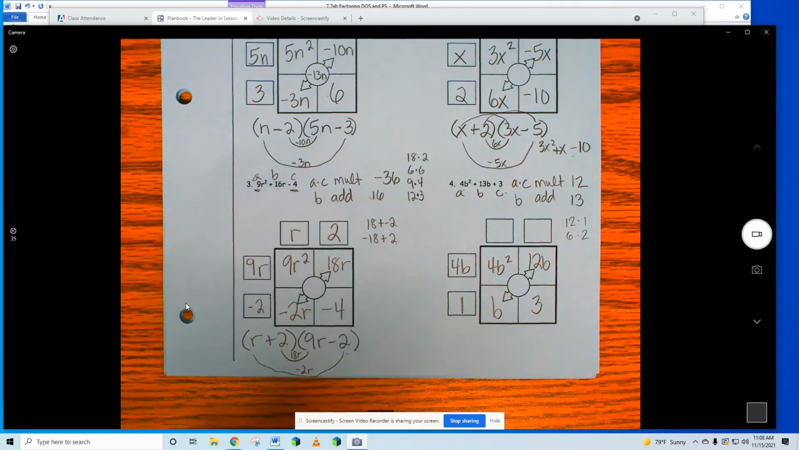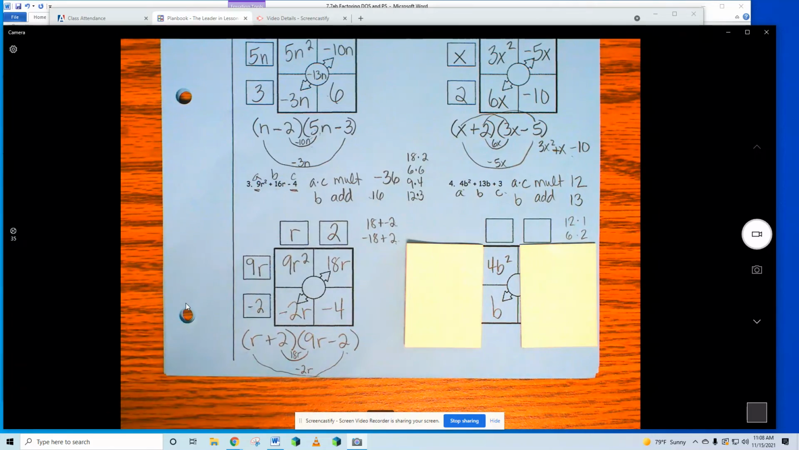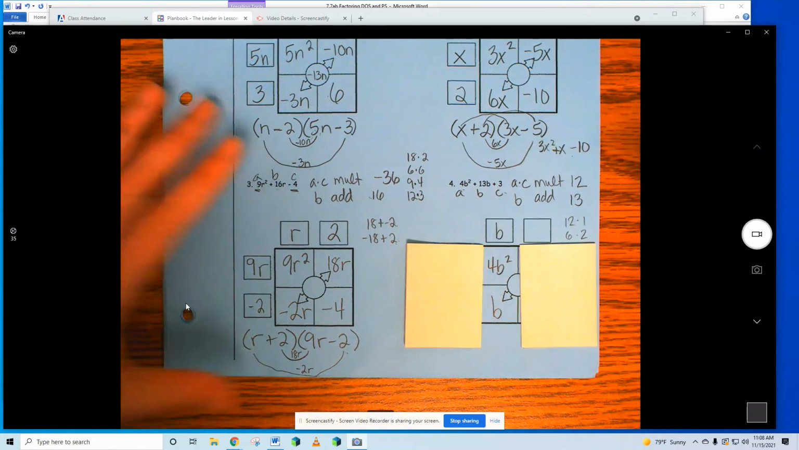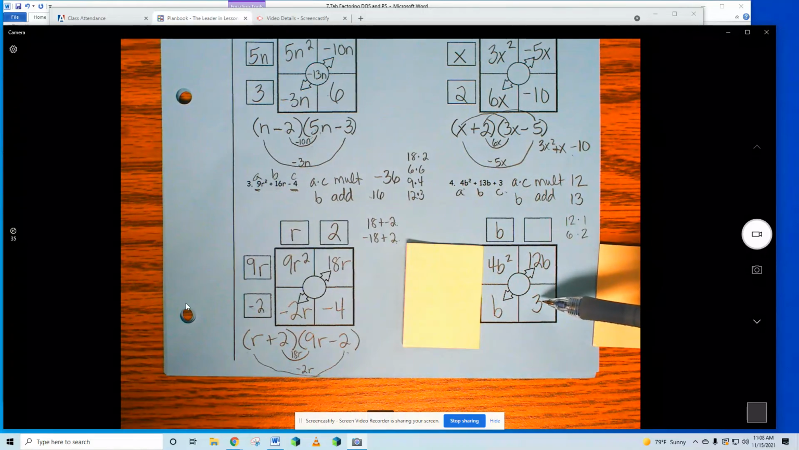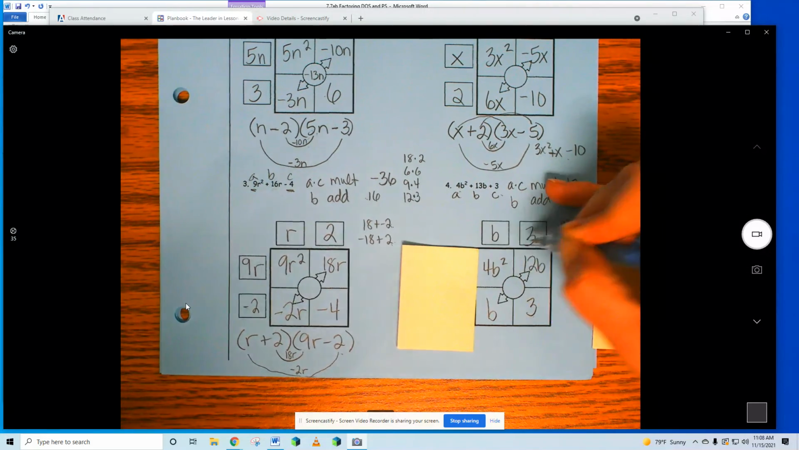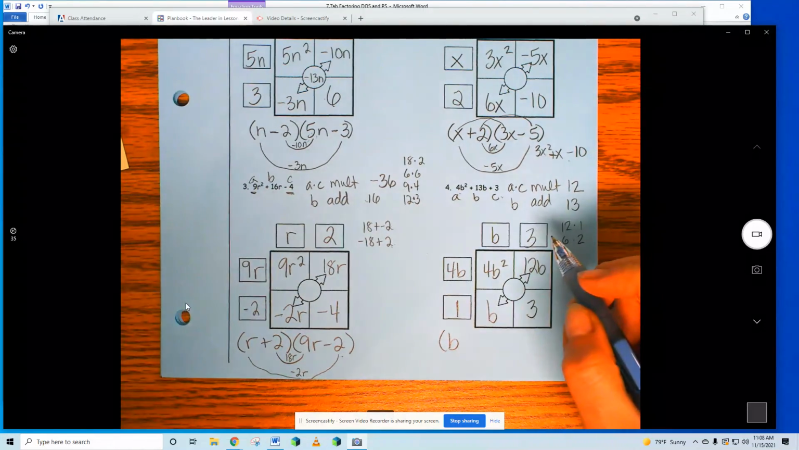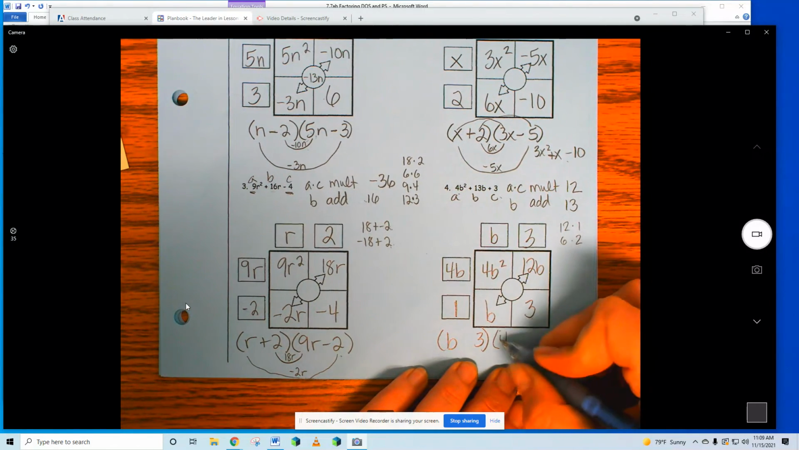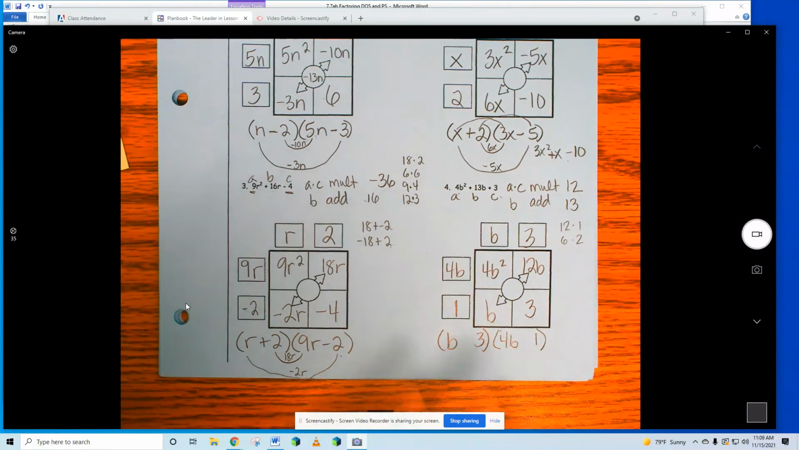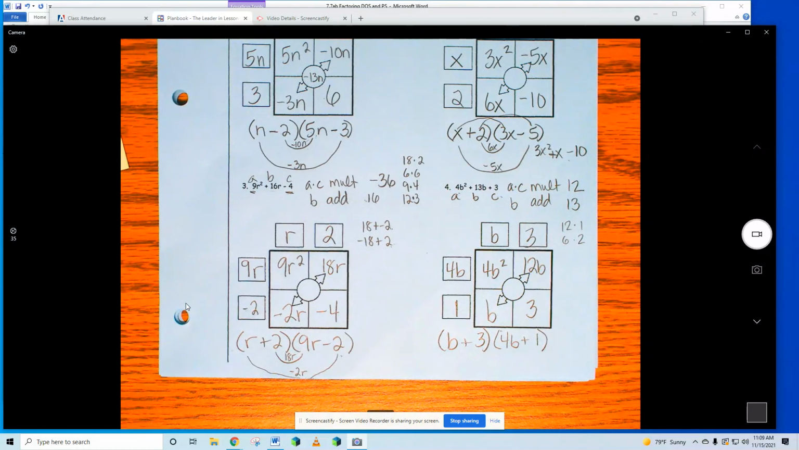Then I'll go over here and I'll do 4b squared and b. Just a b. 12b and 3. Just a 3. Okay. My two parentheses are b and 3. But this all seems positive. I don't have any negative signs anywhere. So since there's not a negative anywhere, you're just going to have positives everywhere. Positives in the problem, positives in the parentheses.